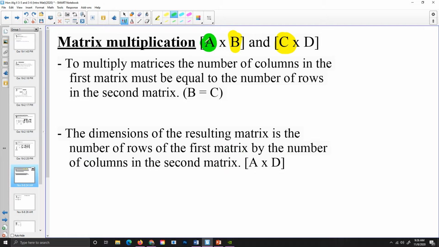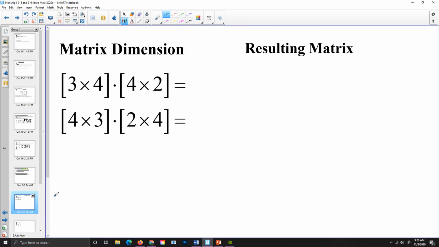So the result matrix will be the outer values. So to multiply matrices, the inner values have to be the same. The result will be the outer values. Now we can do a couple of examples about that. If I have matrix dimensions, then I want to get the resulting matrix. And so here, this first one, I can multiply these two matrices because the 4's match up. So the resulting matrix here is going to be the outer two values. The resulting matrix will be a 3 by 2 matrix.